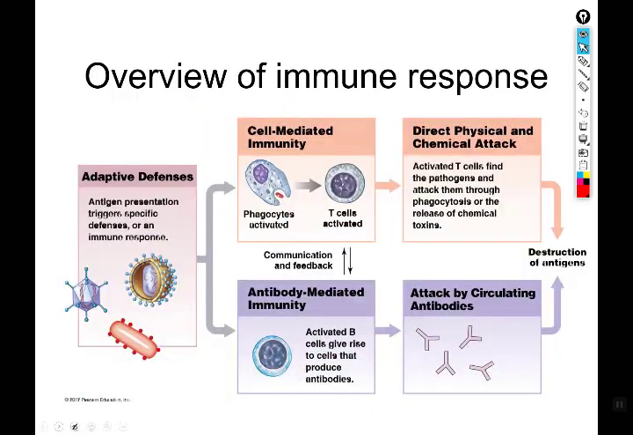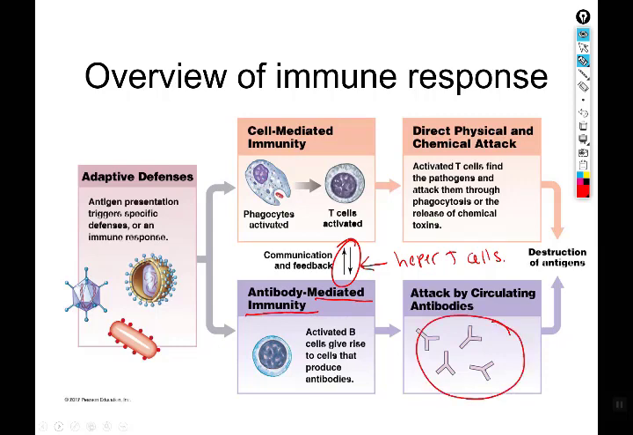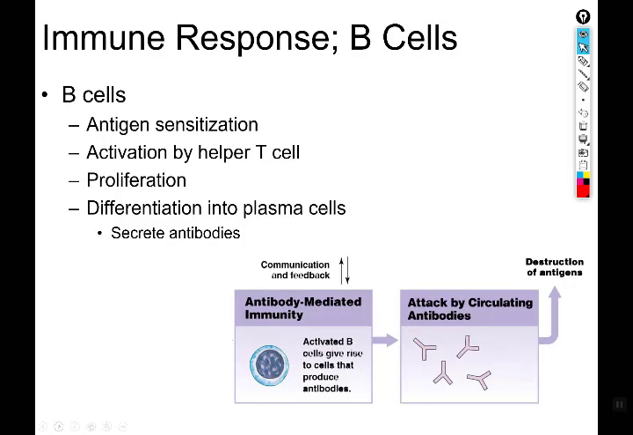So let's move on to the humoral immunity side of things. So let's add something into this picture now. So helper T cells are going to be doing the activities that allow this communication and feedback to happen for the most part. So antibody-mediated immunity is different in that instead of directly attacking anything, the B cells are going to produce proteins which float around and stick to antigens. So let's start looking at that.